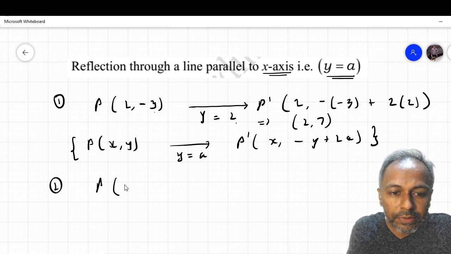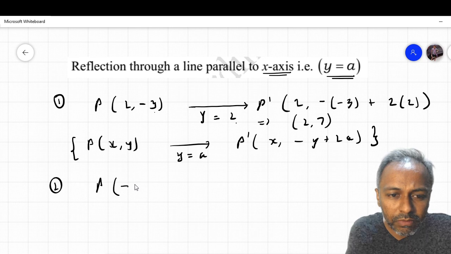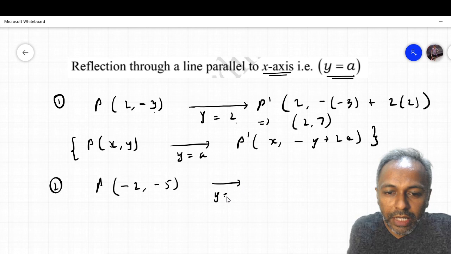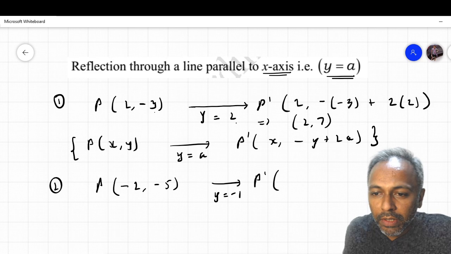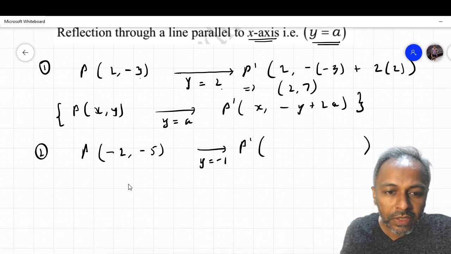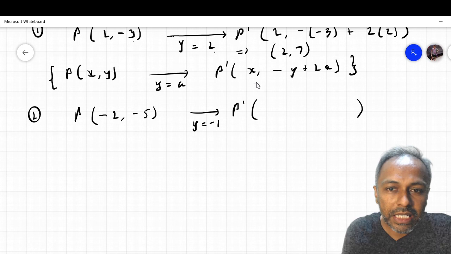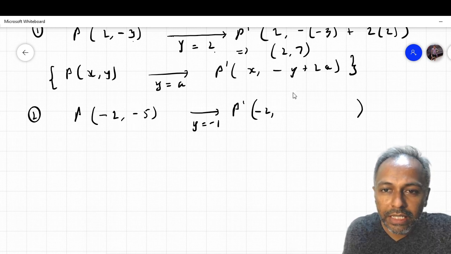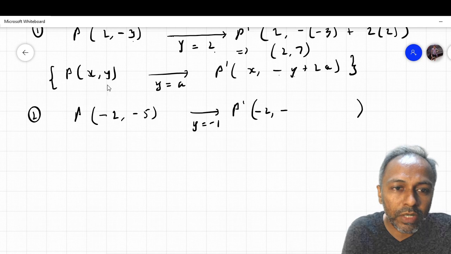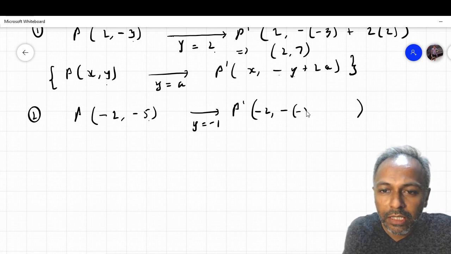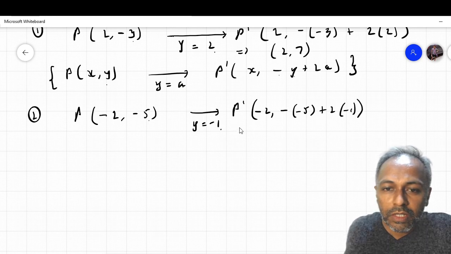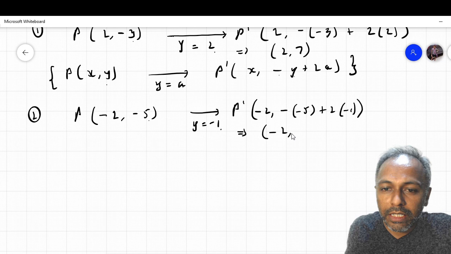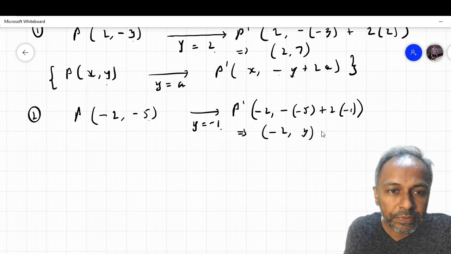Say we have P, let me take both values negative, and let us take y equal to minus 1. So P dash would become, x will remain as x only, so minus 2 remains as it is. Then you have minus of y, but y in the question is minus 5, plus 2 times a, but a here is minus 1. So this results into 5 minus 2, which is 3.